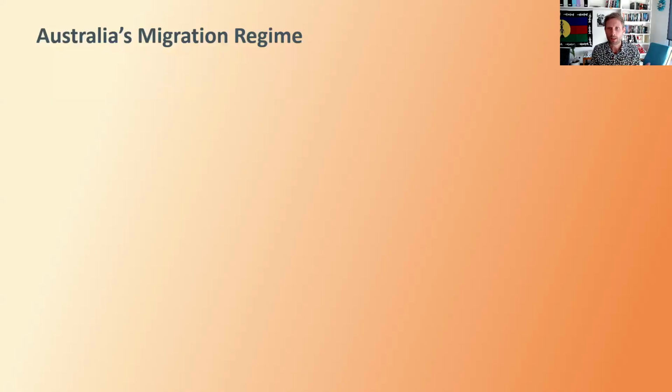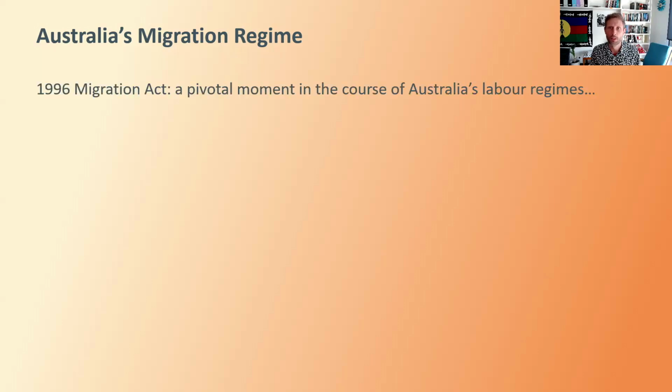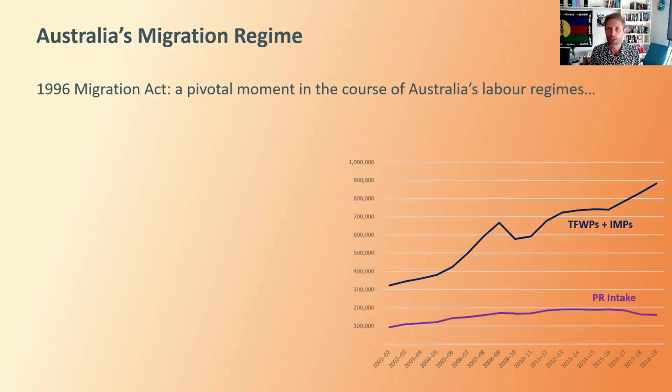So to begin, it's important to set the context for this scheme as emerging from trends within Australia's temporary labour migration regime. And what I want to initially draw attention to is the pivotal moment in which the Migration Act in 1996 was reformed to introduce temporary labour migration pathways, really for the first time in Australia's migration regime. So it becomes a pivotal moment in the course of Australia's labour regimes.